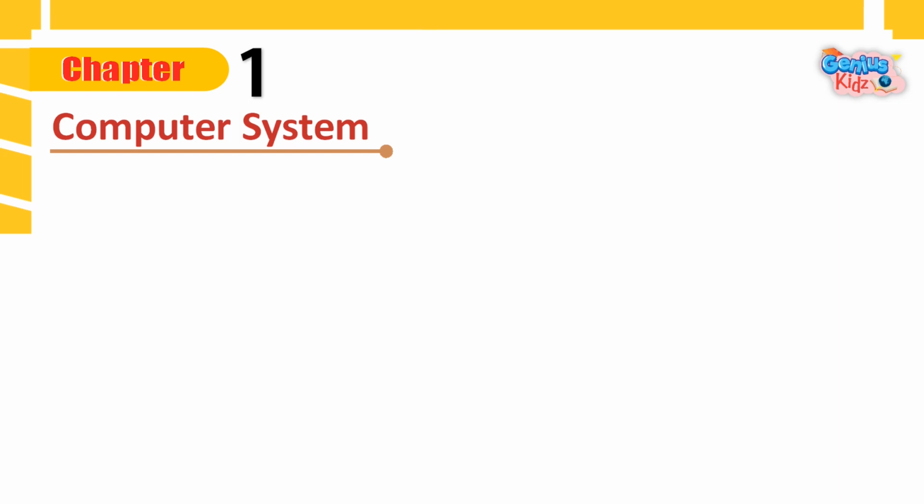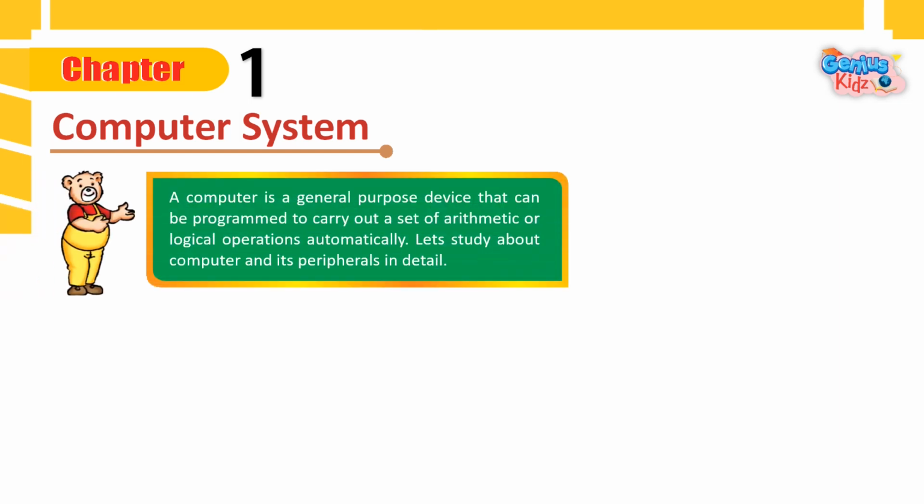Chapter 1. Computer System. A computer is a general-purpose device that can be programmed to carry out a set of arithmetic or logical operations automatically. Let's study about computer and its peripherals in detail.